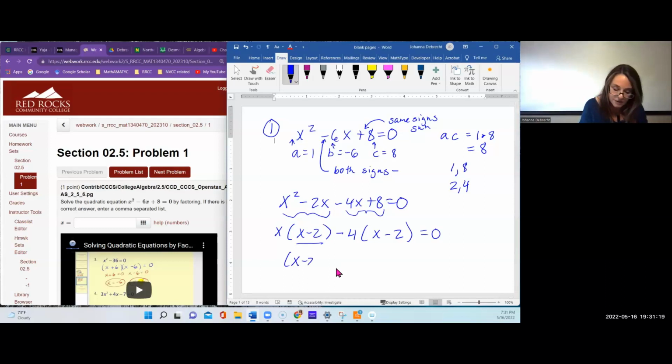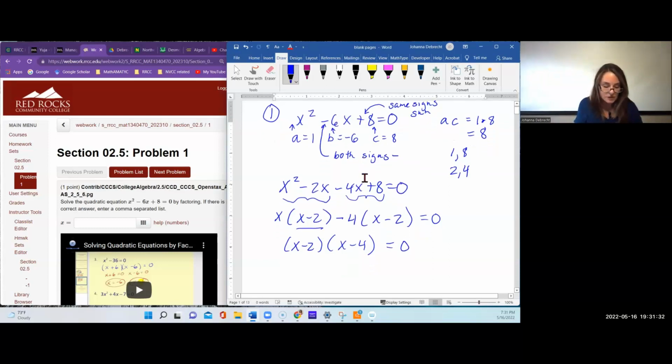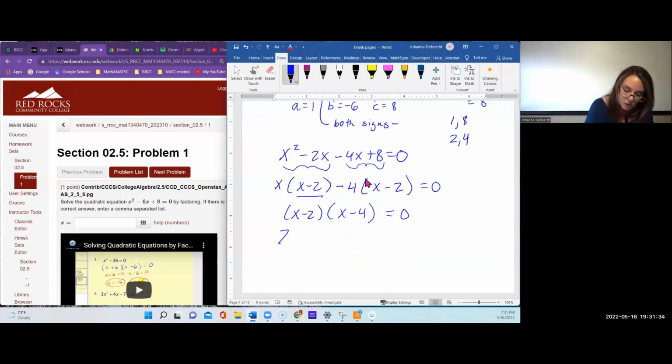Then we factor out the identical binomial and see what got left behind when we pulled those out. What gets left behind is x minus 4, and this is equal to 0. Now we're going to use what's called the zero factor property. When we're looking at the zero factor property or zero product property, it's called both things.